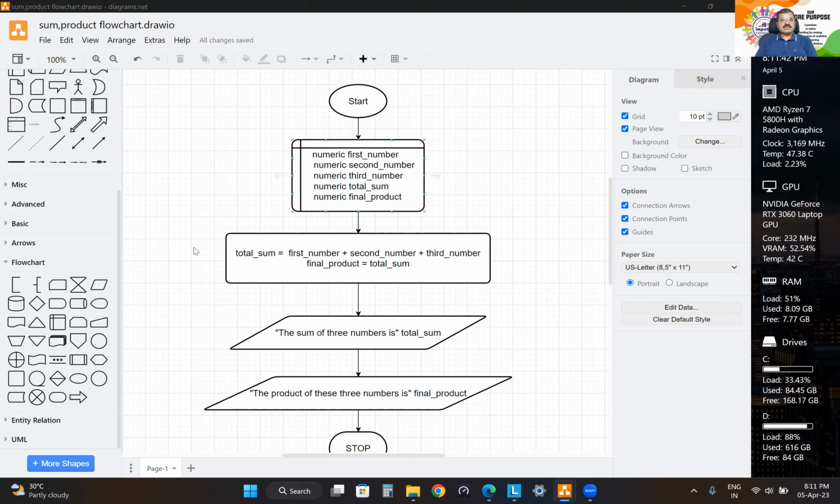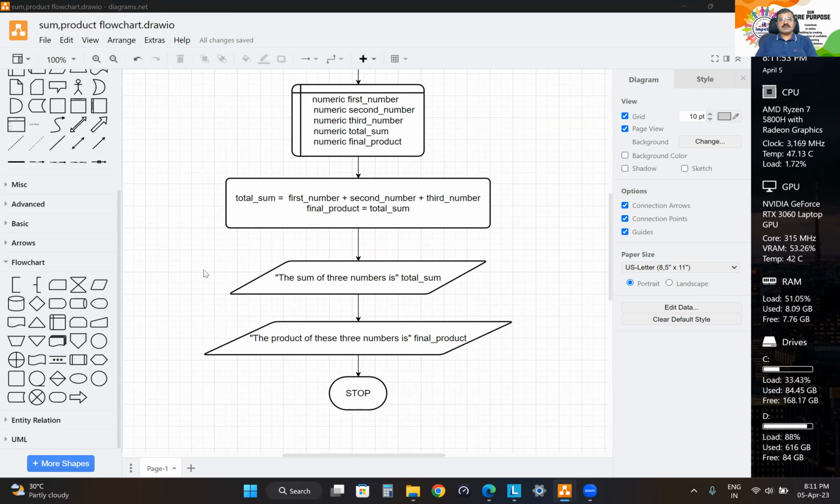Then you are saying total sum is equal to first number plus second number plus third number. Final product is equal to total sum. Now there is a mistake. This is not correct. And then he is displaying the final product as well. So that was this particular assignment. It was simple and straightforward.